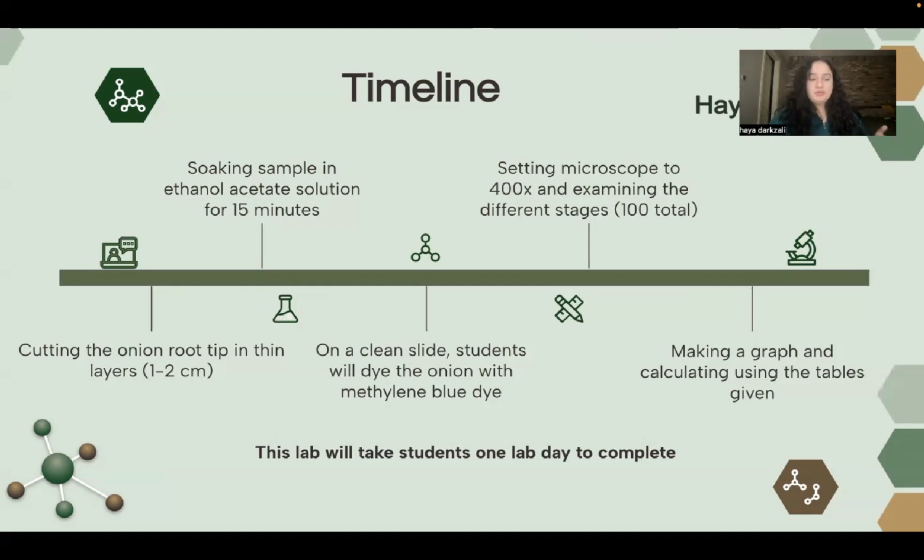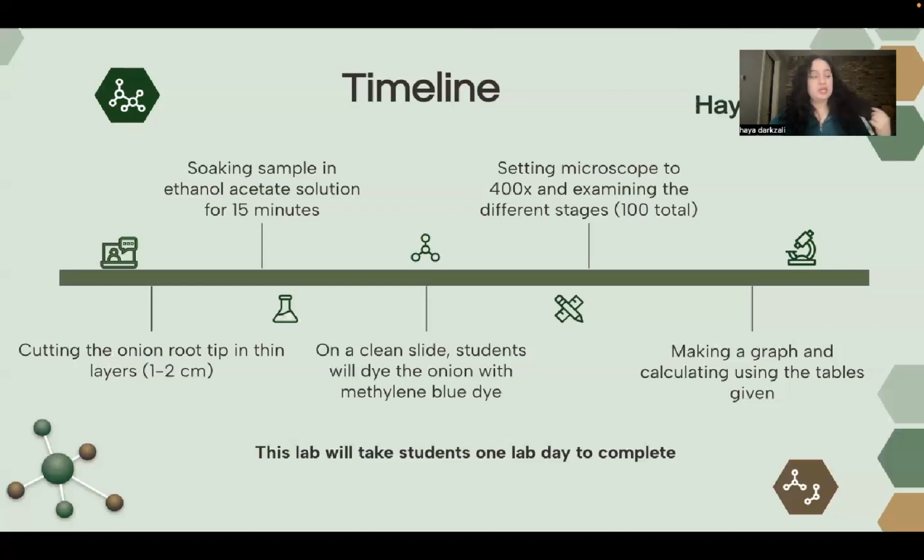So we're beginning with cutting the onion root tip in thin layers. Now here I actually have an onion with me with grown out tips. So we'll just be cutting. This is minimum growth, but we'll be cutting from here. And then we're going to be soaking that in ethanol acetate solution for 15 minutes.